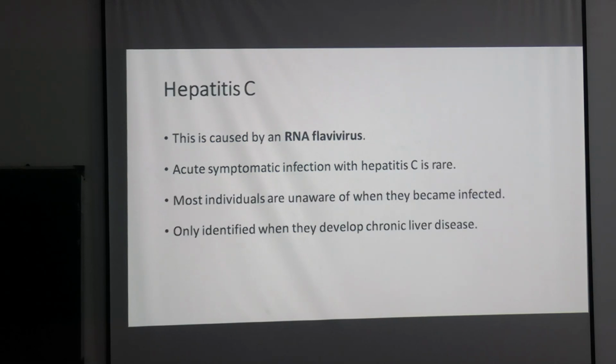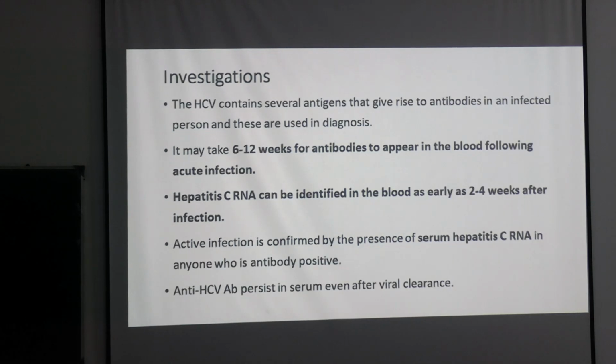Now hepatitis C. This is caused by an RNA flavivirus. Acute symptomatic infection with hepatitis C is rare. And there are viral hepatitis A, B, C, D, E. Among these, acute hepatitis is caused by A and E. The rest have a chronic course. Investigation.